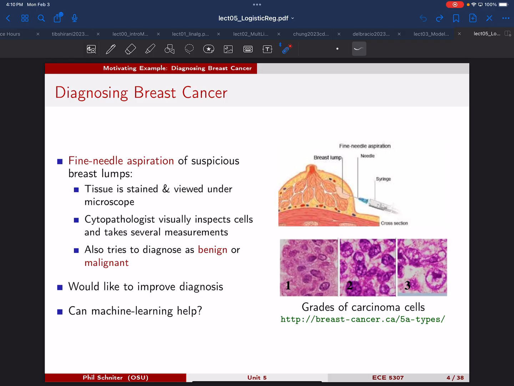And so what's typically done is a tissue sample is extracted and stained, and then someone looks at those different images in a microscope, and they try to diagnose in one of two categories, either malignant or benign. And here you get the sense of classification. The task, different from regression, where we were trying to predict a real number, now we're trying to predict a category. So that's the big difference from before.